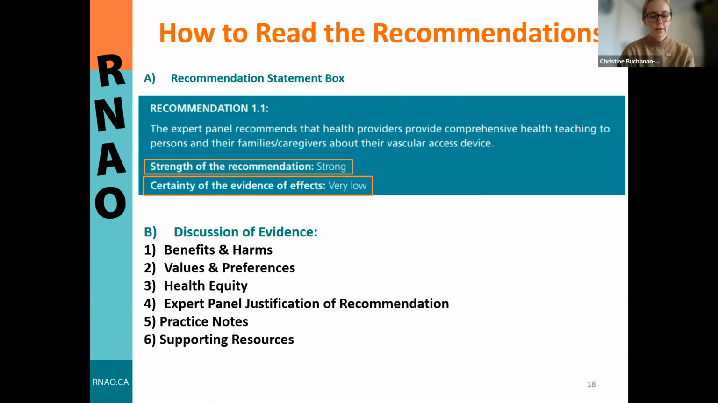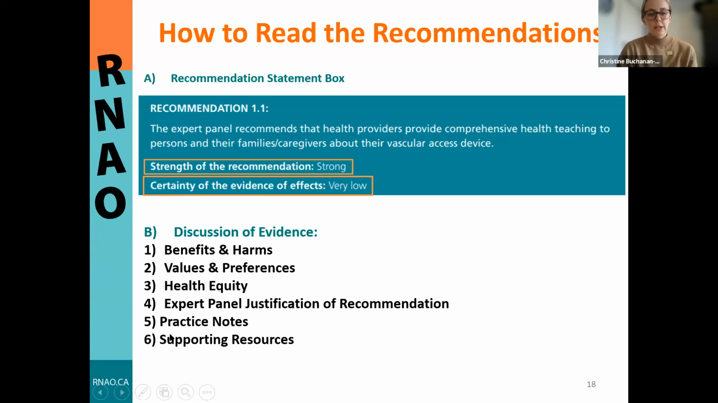The third component, health equity, highlights the impact the recommended practice could have on health outcomes across different populations or settings, and potential barriers to implementing the recommended practice in particular settings. The fourth component, expert panel justification of recommendation, provides rationale for the expert panel's decisions regarding the strength of the recommendation. Specifically, this section details why the panel decided to vote the strength of the recommendation to be strong or conditional.